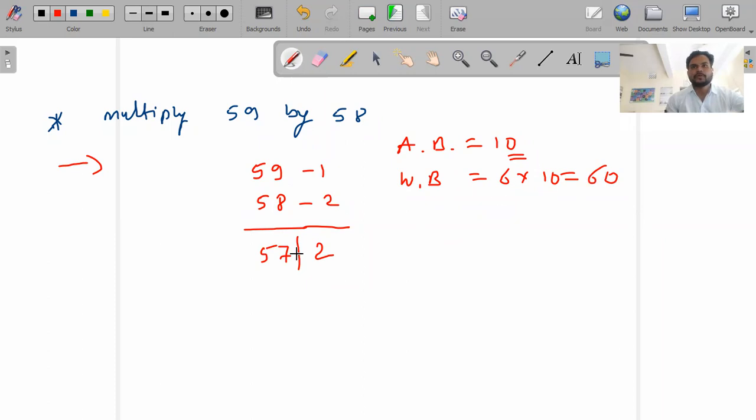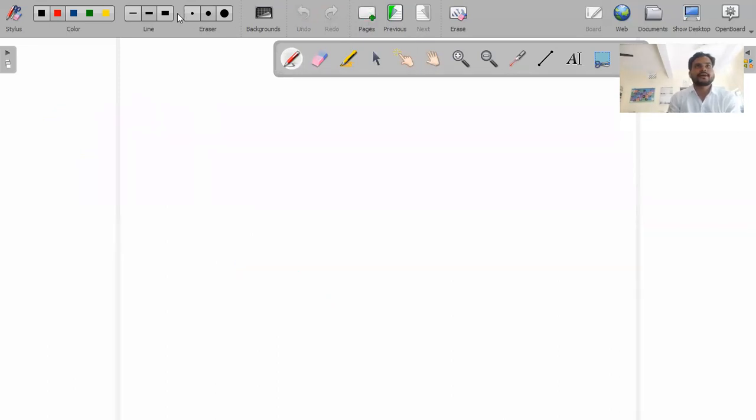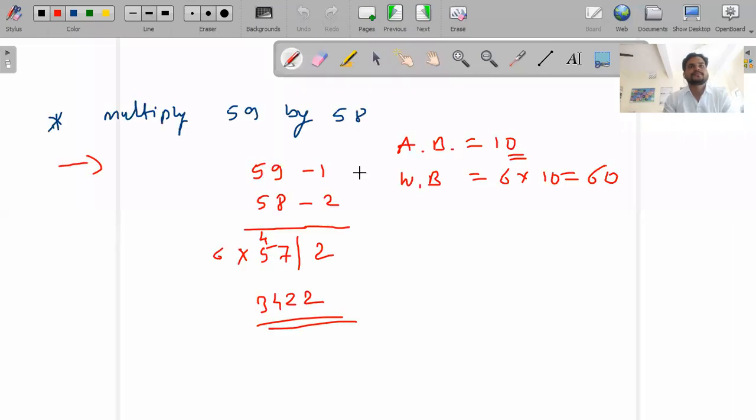Now what you have to do? You have to multiply this LHS by 6. 6 into 7 is 42, 4 will be the carry. 6 into 5, 30, 30 plus 4, 34. So 3, 4, 2 will be the answer. Okay. Any doubt here? No, sir.